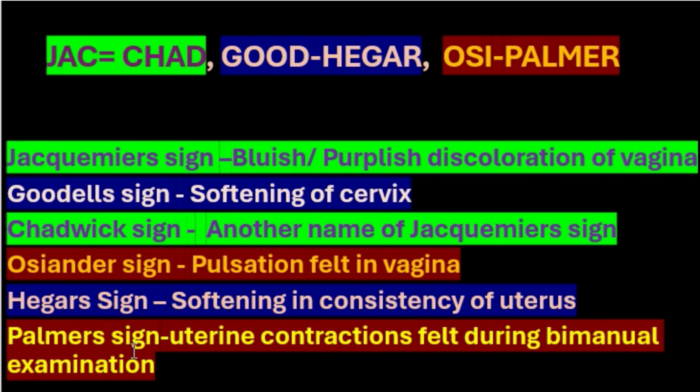Then Osiander and Palmer are also similar. You can see Osiander sign, pulsation felt in the vagina, and Palmer sign, uterine contraction felt during the bimanual examination. So both are having a feeling or felt. The pulsation felt in the vagina is Osiander sign and Palmer sign is the uterine contraction felt during bimanual examination. So Jack, Chad, Good, Hegar, and O.C. Palmer are the short connecting words to remember these signs without any confusion.